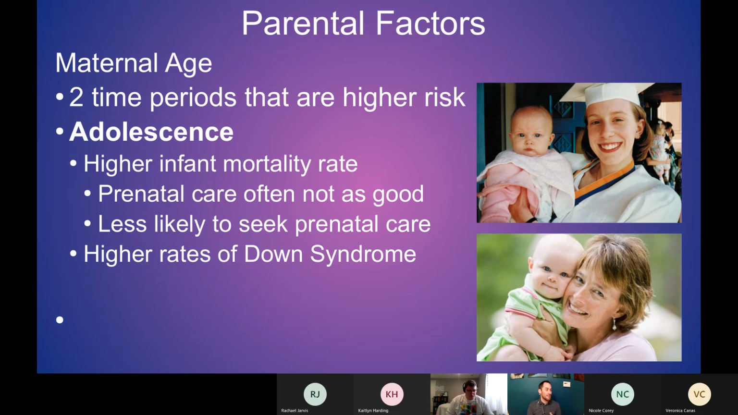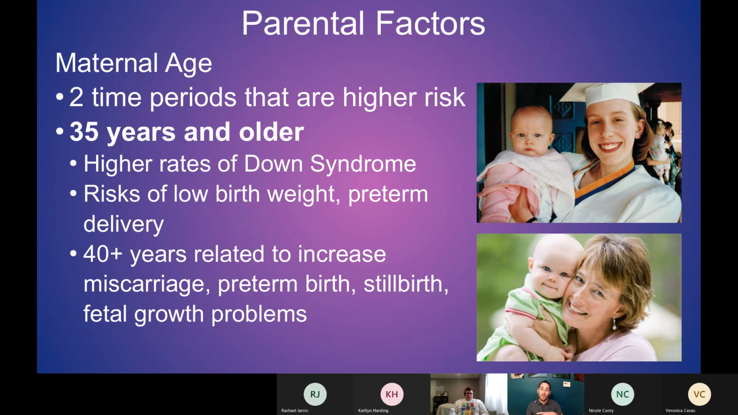So in adolescence, there tends to be a higher infant mortality rate. Prenatal care is often not as good, and you can think of the social cognitive factors that might go into that. Maybe a pregnant adolescent, if they're pregnant at 14 or 15 or 16, doesn't want to tell people about it. So they don't go and seek a prenatal doctor. They're not taking prenatal vitamins. They might not realize or even know for a while that they are pregnant. So they're less likely to seek prenatal care, and that can lead to a higher infant mortality rate, higher rates of things like Down syndrome as well.